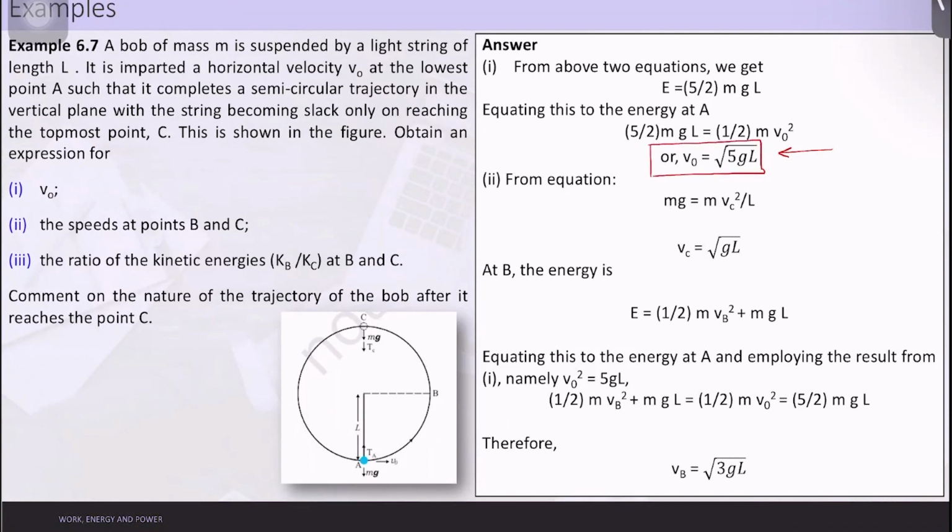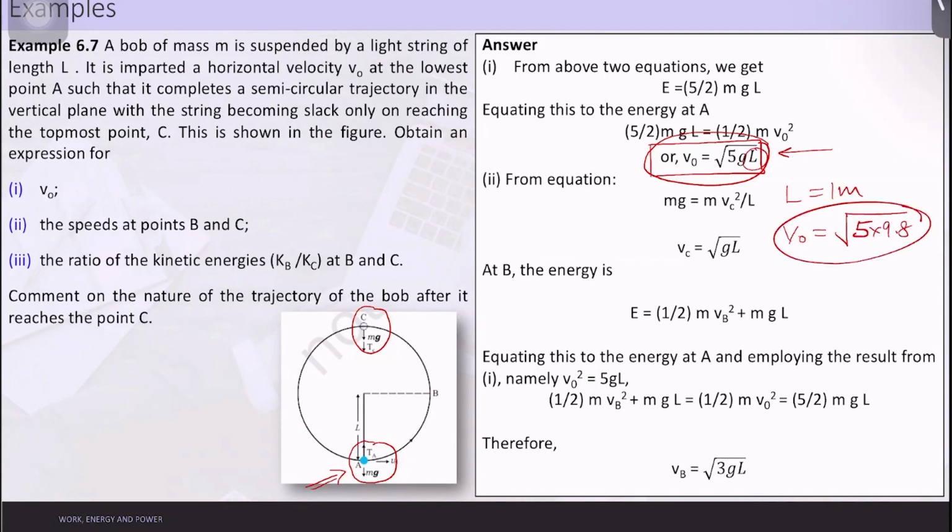Therefore, if a question is asked in which a bob is given a horizontal velocity from the lowest position, and it is said that the string becomes slack on reaching the topmost point, then what can we say? We can say that the velocity with which it was imparted was equal to under root of 5gl. Let us say the length is 1 meter, then what should be the velocity? The velocity will be equal to under root of 5 into 9.8. Okay, so this should be the velocity. I hope it is clear till this position how we obtained everything.